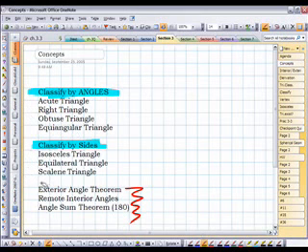According to sides, we've got our isosceles, equilateral, and scalene. We'll also discuss the exterior angle theorem, what remote interior angles are, as well as exterior angles, and the angle sum theorem. So first of all, let's talk about exterior angles as opposed to interior angles.